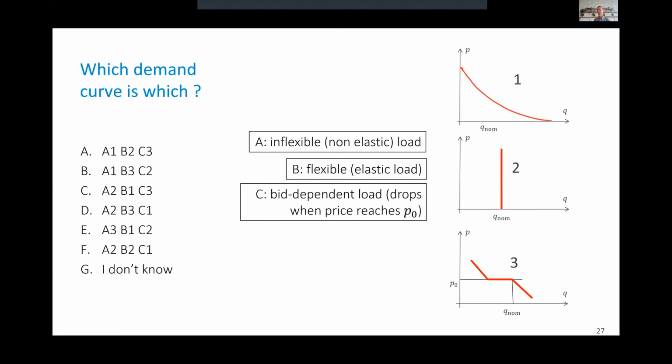Well, let's try a few things on this theory. So first, let's try to understand what some of those curves mean. I'm showing here 3 demand curves. Can you match them? Can you do the permutation of which demand curve corresponds to which one?